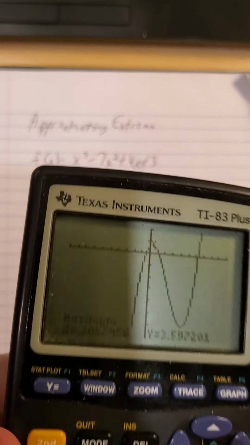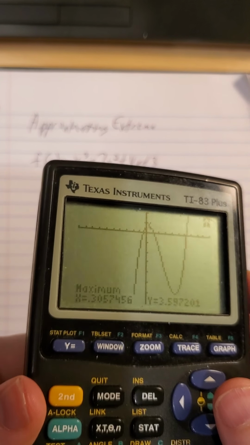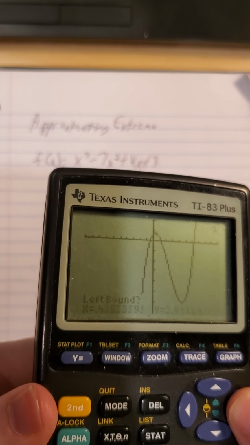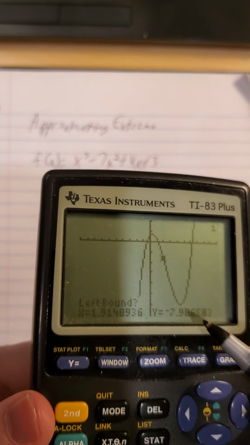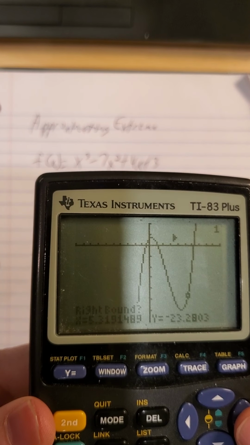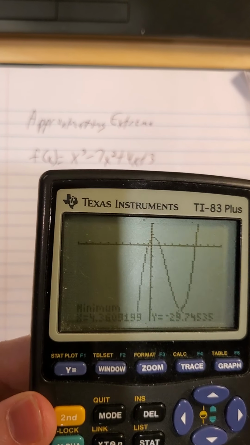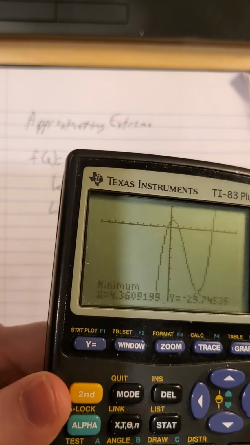Same kind of idea. Go into your calculate menu. So second and calculate. We want this time the minimum instead of the maximum. And we're going to get close to this valley here. Just to the left of it. Just to the right of it. And a reasonable guess at it. It'll think for a minute. And again, nearest hundredth. So 4.36 for the x. And negative 29.75 for the y. So these are ordered pairs for a local maximum or a local minimum.